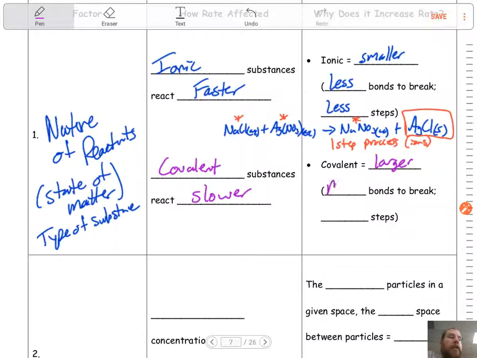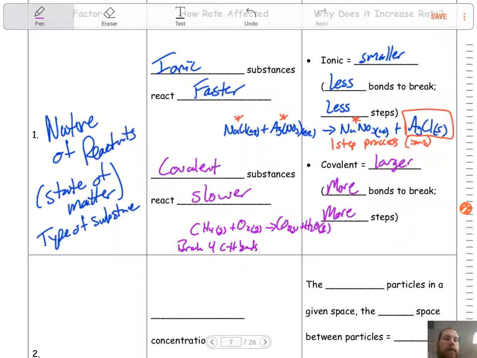If something's larger, that means there are more bonds to break, which means there are going to be more steps, because not only do you have to break the bonds, you have to then reform the bonds. So something like CH4 plus O2 gas yields CO2 gas and water. But what you have to do here is break 4 CH bonds. Then you have to break 1 OO bond.